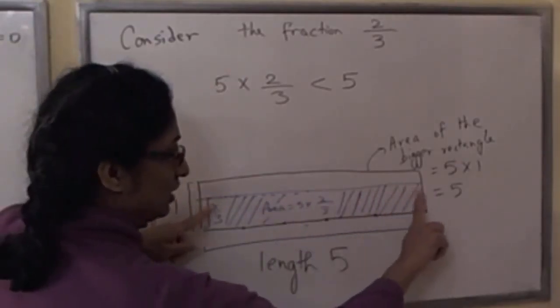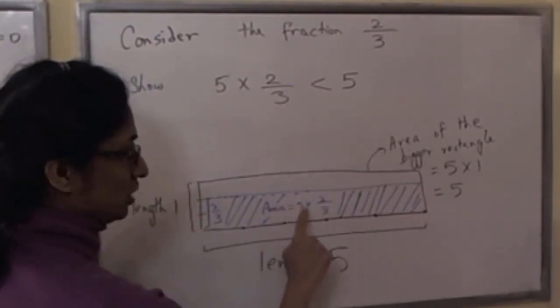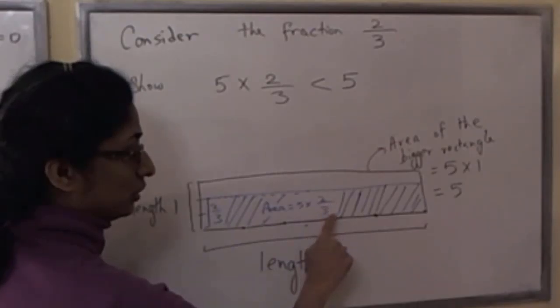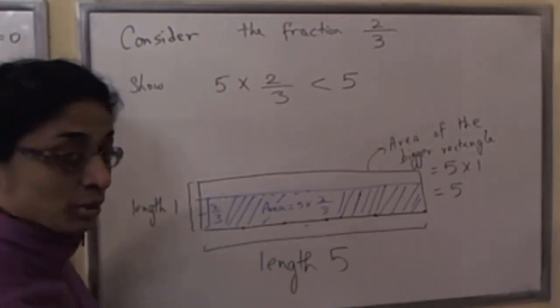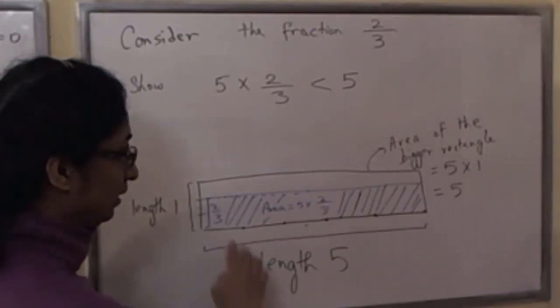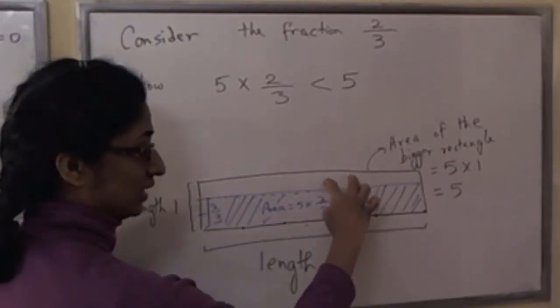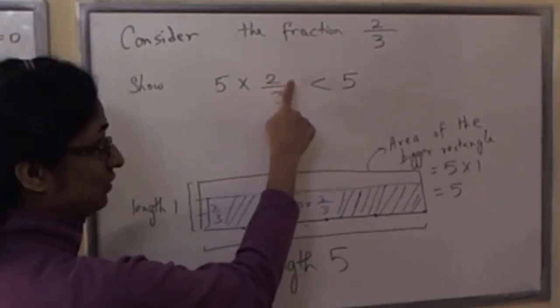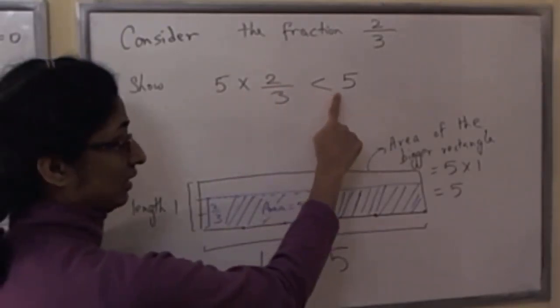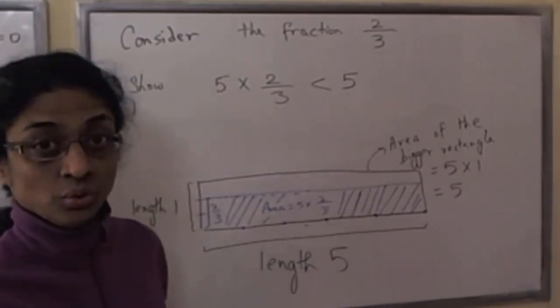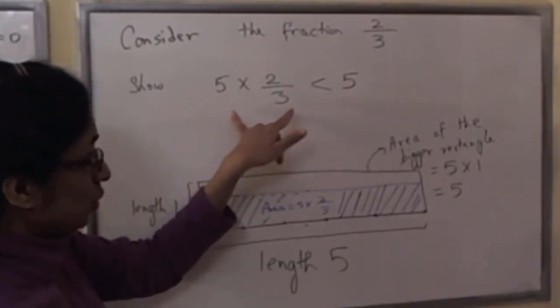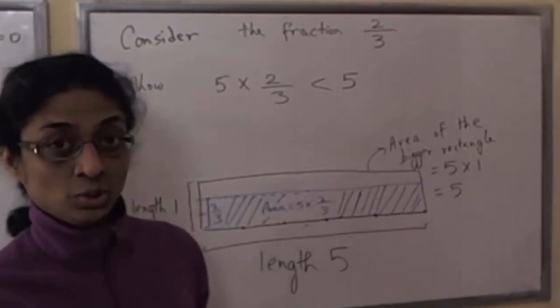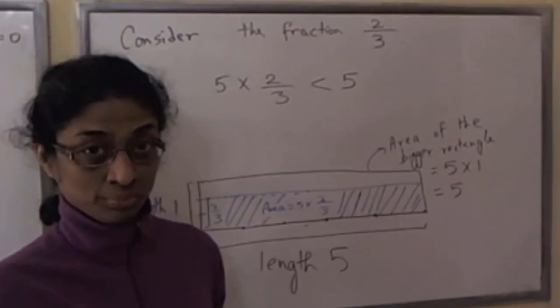So look at the shaded area. The area of the shaded region is 5 times 2/3. As you can see from the picture right away, the shaded area sits right inside of the bigger rectangle. So from here it's easy to see 5 times 2/3 is less than 5. So we were able to convince ourselves of this inequality even without any computations.